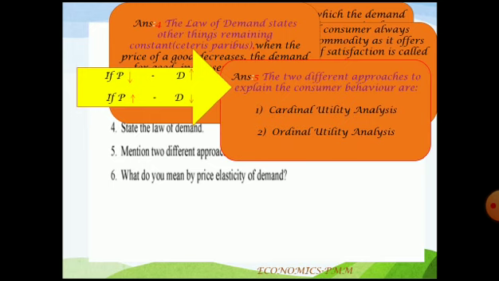If you measure the utility in terms of numbers, that is called cardinal utility analysis. And if you are measuring the utility not in terms of numbers but in terms of rank, preferences, that is called ordinal utility analysis. So the two approaches are cardinal utility analysis and ordinal utility analysis.